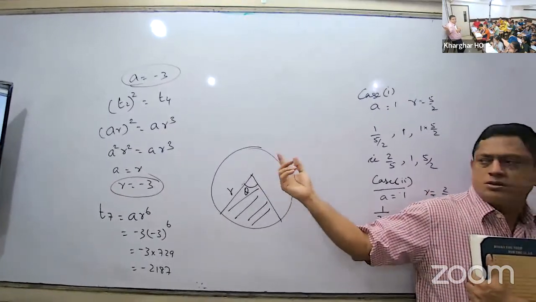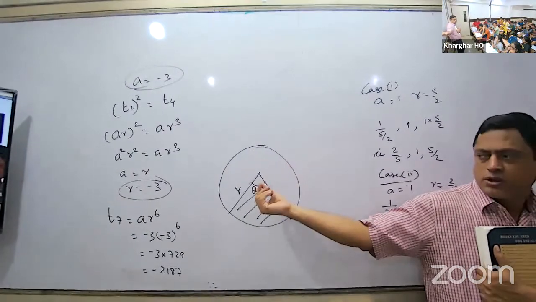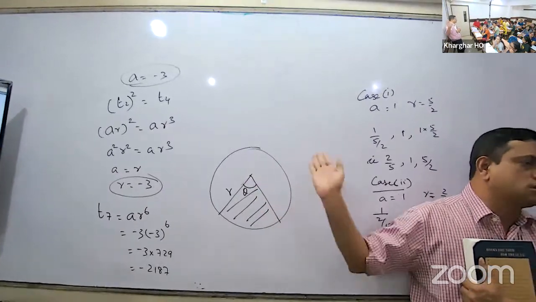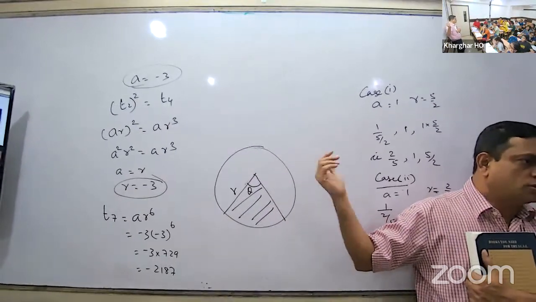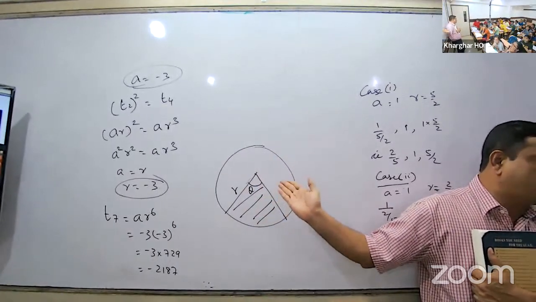How did we get it? For the complete circle it is 360 degrees. For theta degrees, by the unitary method, it is theta by 360 times the area of the circle. Even for a semicircle it is the same form: 180 upon 360, that is half pi r square.